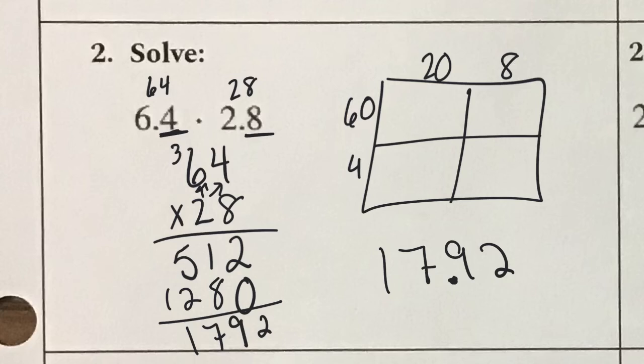And another way you can also do this, remember, is look at your whole numbers. 6 times 2 is 12. So the only place that makes sense is here between the 7 and 9.